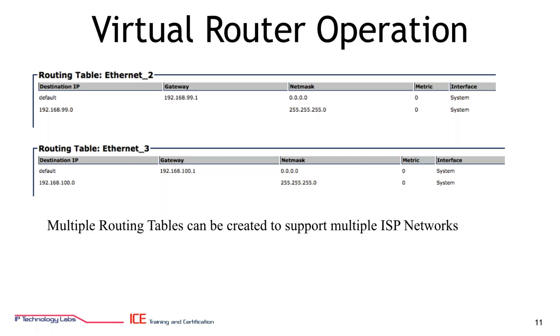So in this situation, we'll get into this in more detail in one of the next sections, but I can take traffic and selectively based on source interface, destination interface, packet marking, I can say I want this type of traffic to go to routing table Ethernet 2, and I want a different set of traffic to go to routing table Ethernet 3.